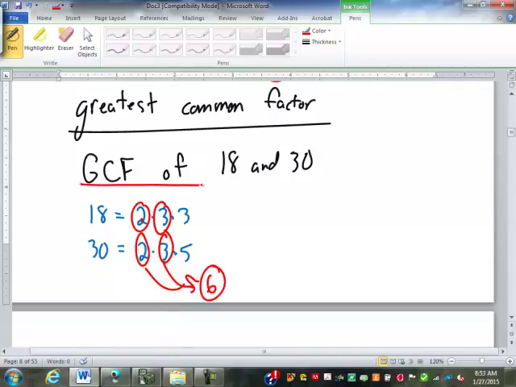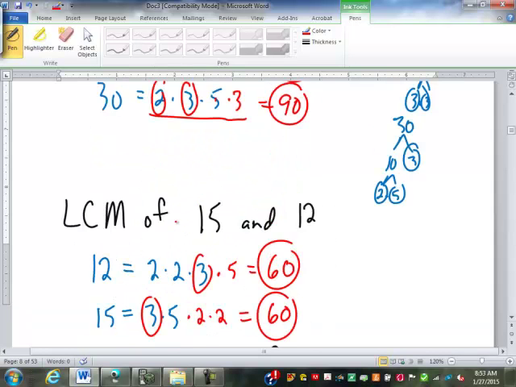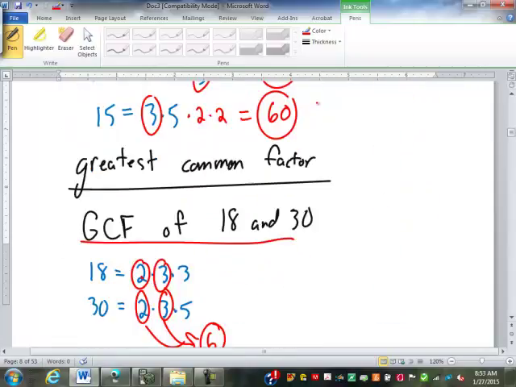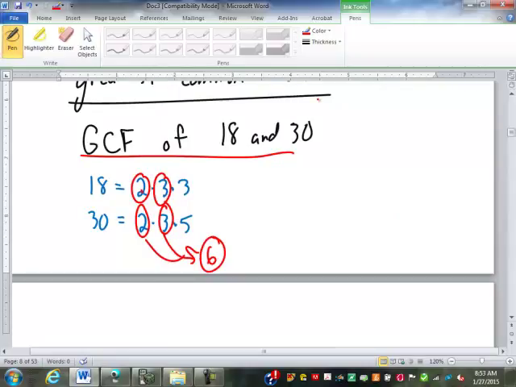When we're looking at greatest common factor, we're only looking at the common factors. When we looked at least common multiple, we found the common factors and then we had to combine the other ones to make them all have the same things. Greatest common factor, we just find the common factors and multiply them back together.